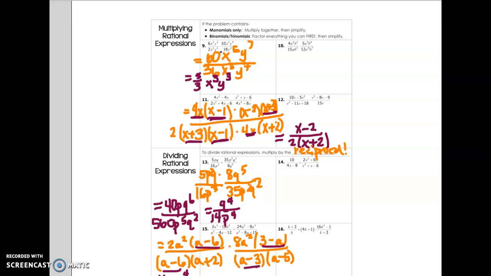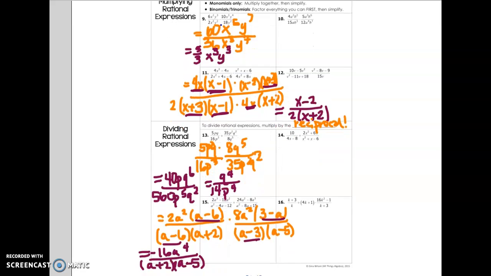Okay, now we're going to move down a little bit to number 15. Again, I'm going to factor everything. I factored the numerator and denominator of my first rational expression. Go ahead and check and make sure that makes sense to you. I did GCF and then factors of -12 that add to give you -4.